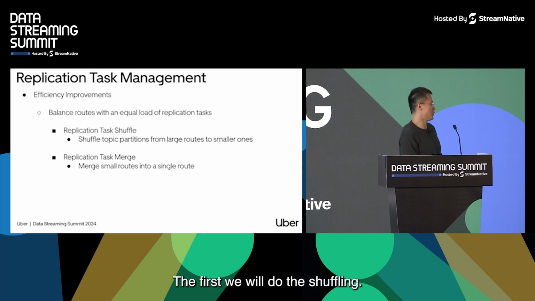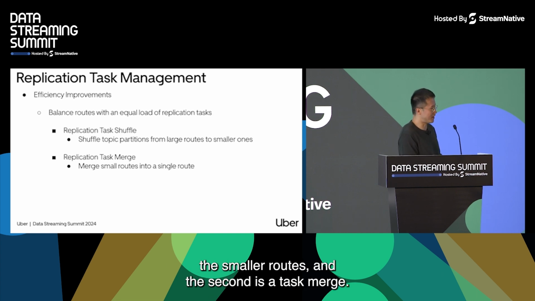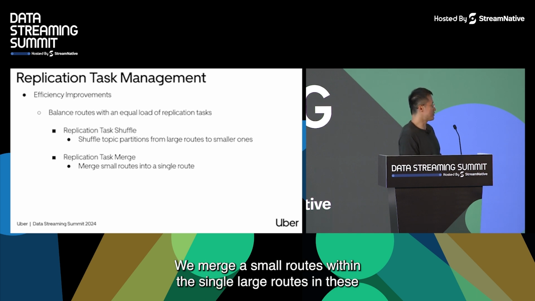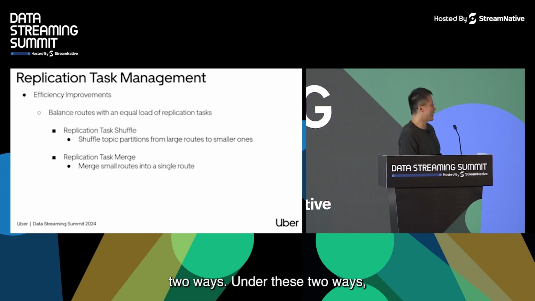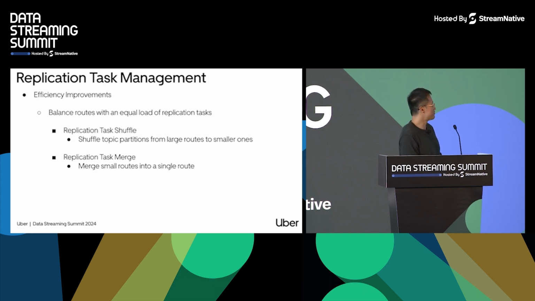First, we will do shuffling, where we shuffle some topic replication jobs from large routes to the smaller routes. And the second is a task merge. We merge the small routes within a single large route. Under these two ways, we will try our best effort to balance all of the loads across the routes.